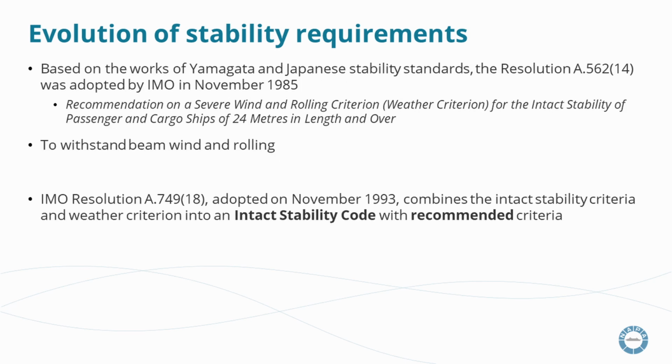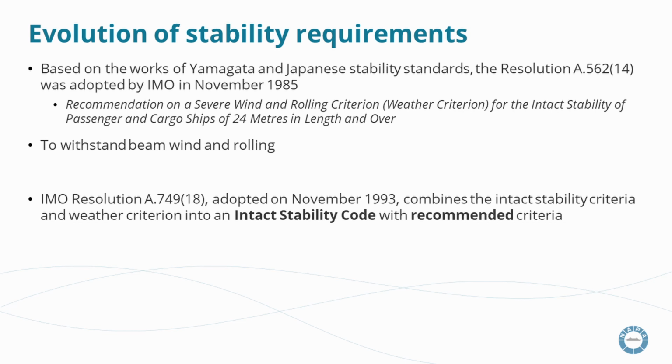17 years later, in 1985, Resolution A562 was adopted. The title to this one was Recommendation on a Severe Wind and Rolling Criterion, Weather Criterion, for the intact stability of passenger and cargo ships of 24 meters in length and over, and it originated from the works of Yamagata and Japanese stability standards.